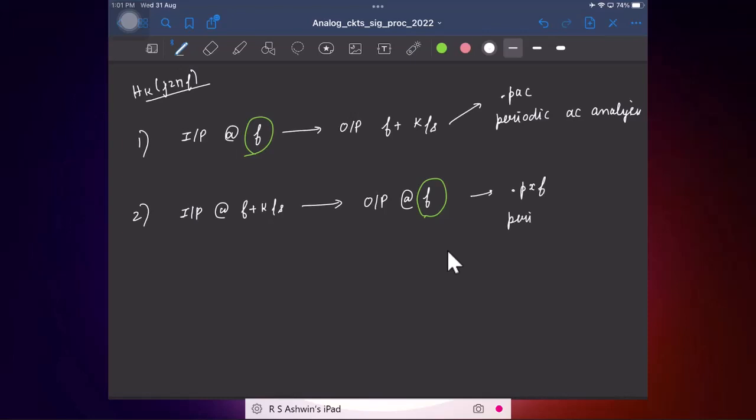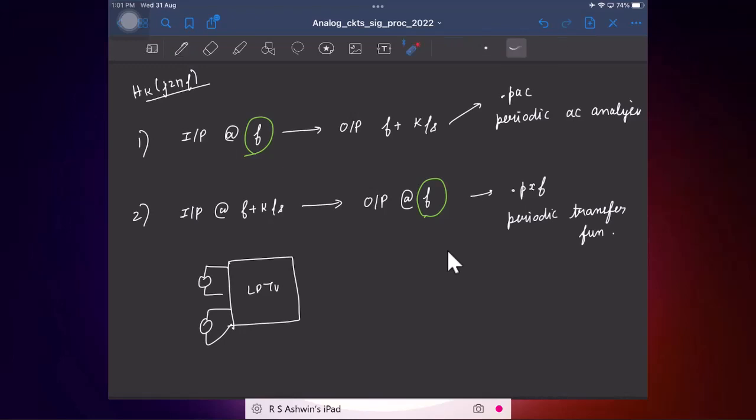It's called periodic transfer function. And the good thing about this is you can do it from multiple input sources also. Say for example, you have an LPTV and you are providing the input to two different nodes, like we have two different input sources. From each of these input sources, in one shot you can find how the frequency f is coming.